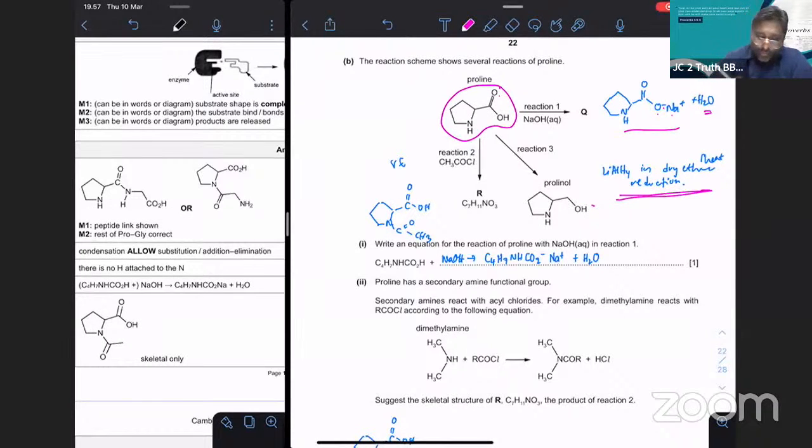And then if you look at reaction 2, I noticed that you have C7H11NO3, and then I have CH3COCl.